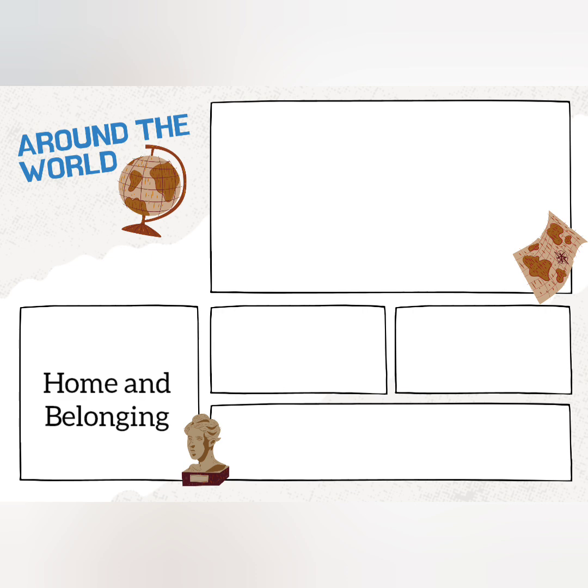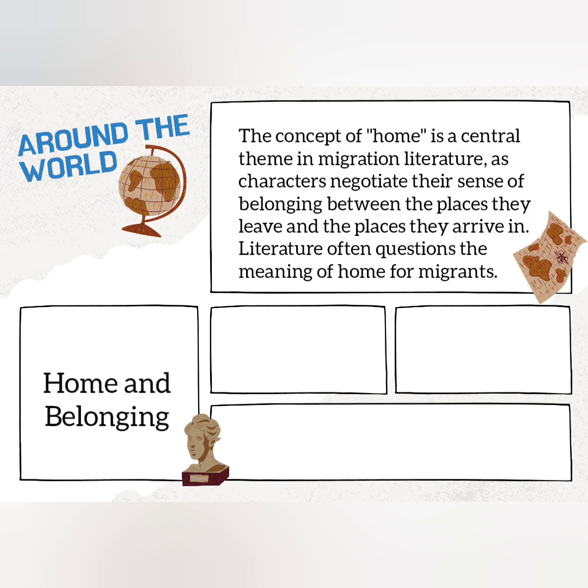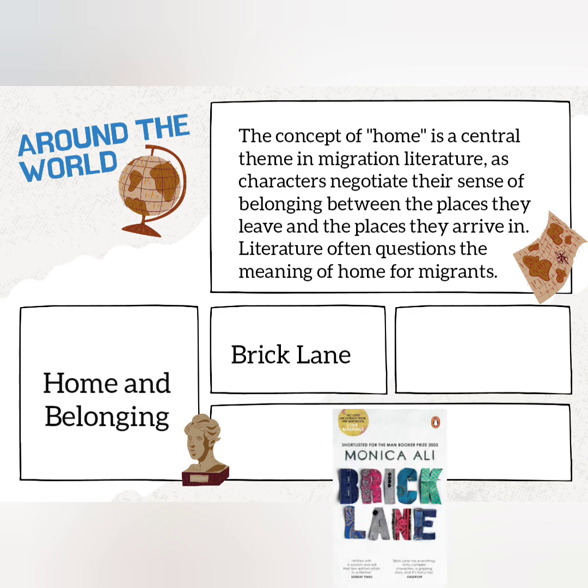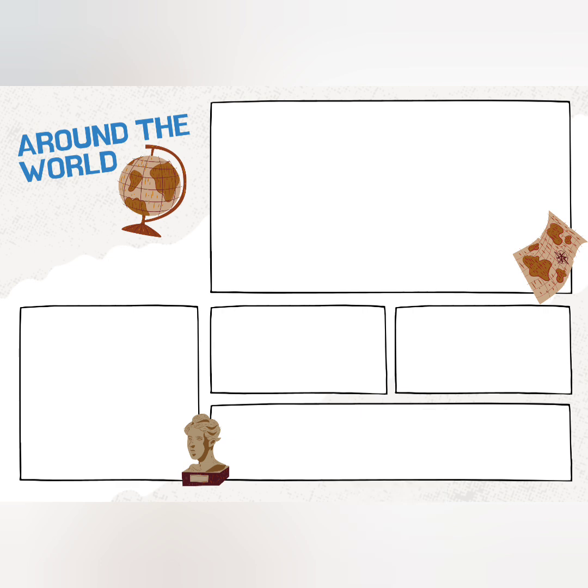Home and belonging. The concept of home is a central theme in migration literature as characters negotiate their sense of belonging between the places they leave and the places they arrive in. Literature often questions the meaning of home for migrants. Brick Lane by Monica Ali tells a story of a Bangladeshi woman who migrates to the UK, exploring how she comes to redefine her understanding of home and identity in her new surroundings.